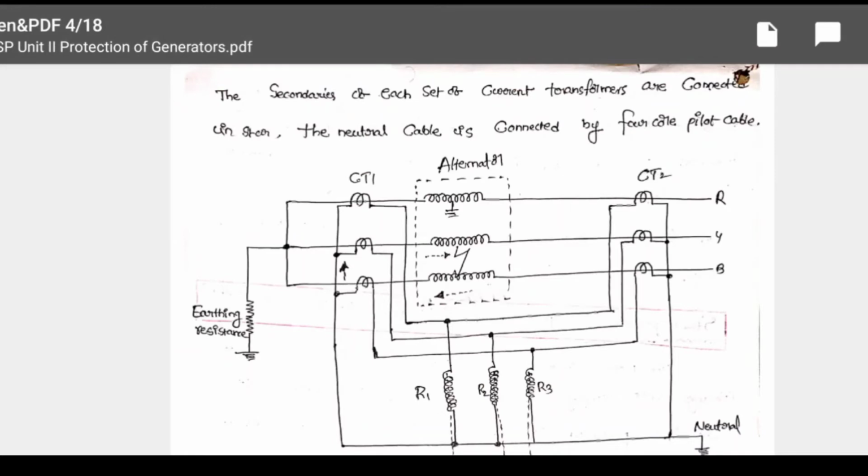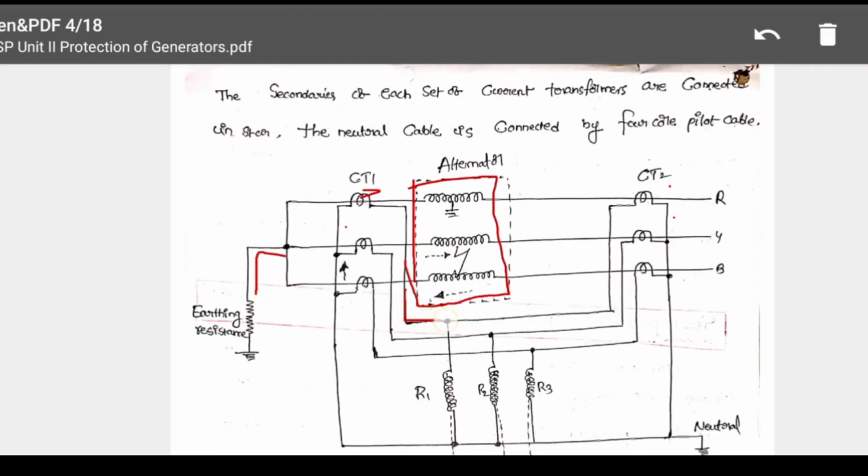This is the diagram representing differential protection or Merz-Price protection of a generator from stator faults. The alternator three-phase winding is connected between two current transformers. This is the alternator, the equipment to be protected, between two three-phase current transformers, CT1 and CT2. Here we are connecting an earthing resistance, and these are connected through pilot cables.